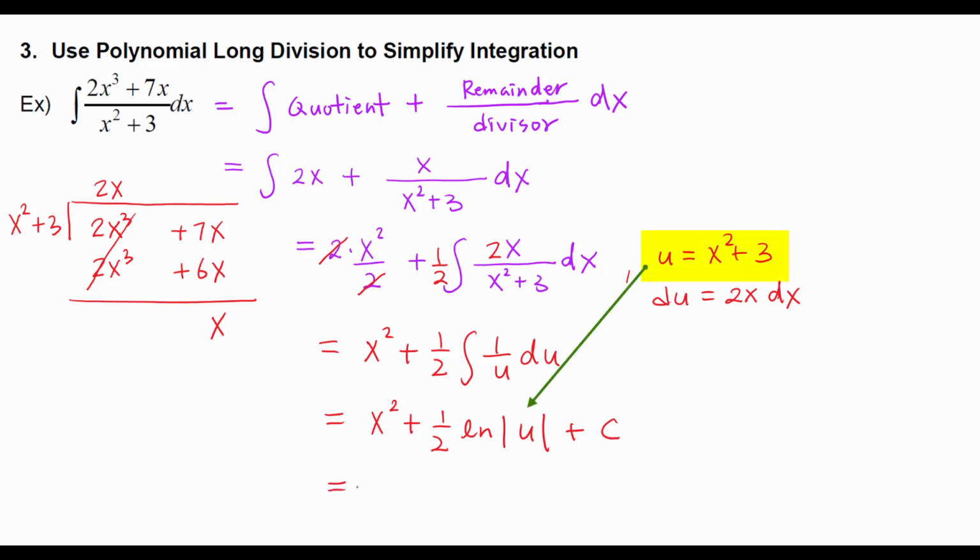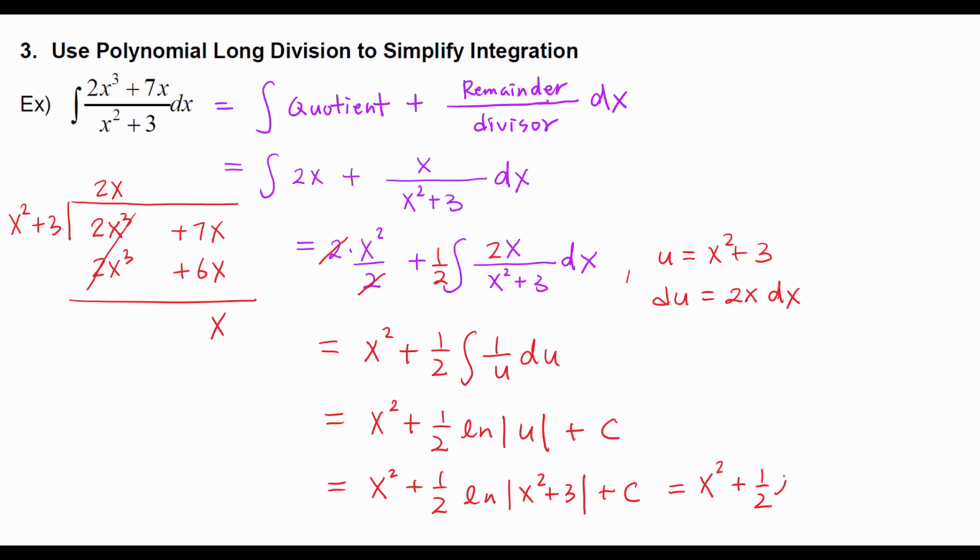And now I need to do the back substitution. And my u was x squared plus 3. However, can x squared plus 3 be ever negative? No. X squared is greater than or equal to 0, plus 3 is always greater than or equal to 3. And because it's always a positive value, we don't need that absolute value. So you are going to rewrite your answer as x squared plus 1/2 ln x squared plus 3 plus c, and that is your final answer.